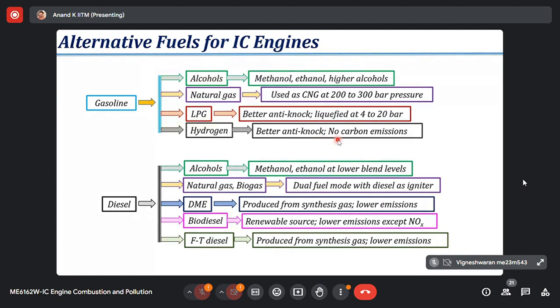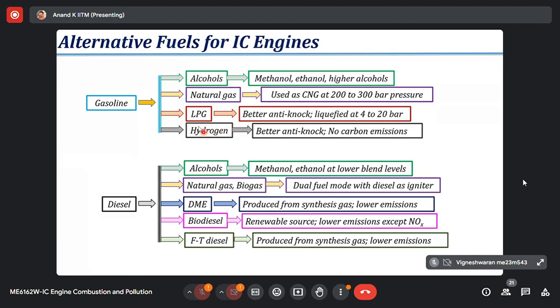The primary interest is that there is no carbon in hydrogen, so there are no carbon-based emissions. Unburned hydrocarbon, carbon monoxide or carbon dioxide won't be there with hydrogen combustion because the fuel does not have any carbon. There will be a few carbon emissions, but the source is not the fuel, it is rather the lubricating oil. Oil will become a source for producing some carbon emissions, but that is negligible. So this is the alternative fuel option.